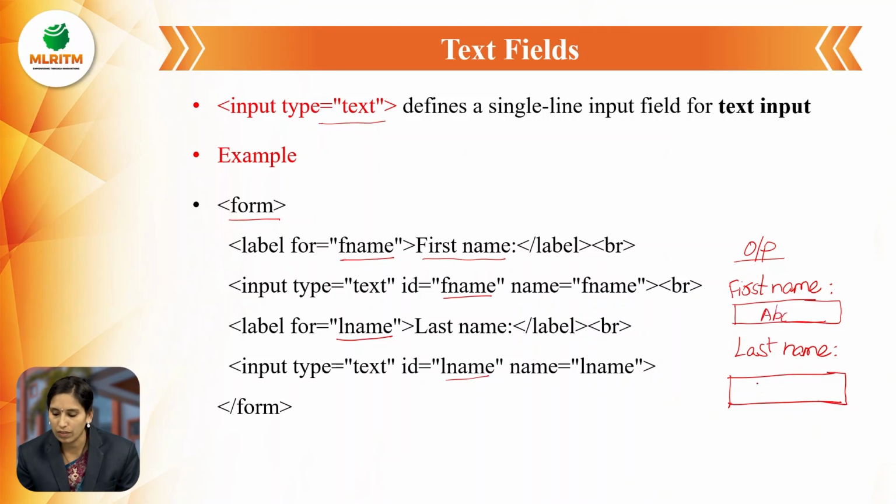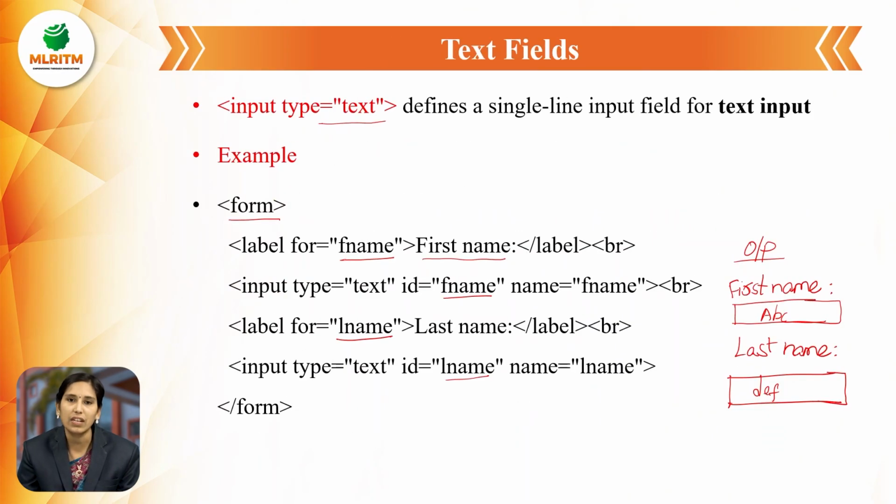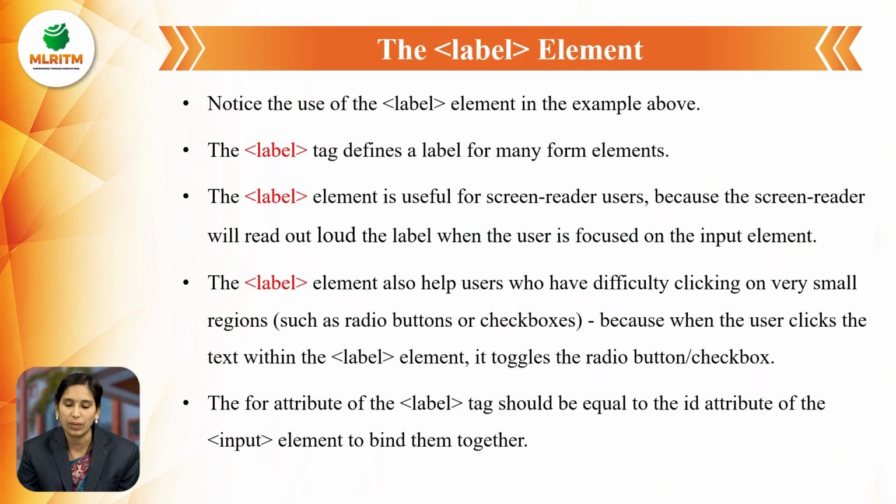ABC, first name is ABC, then last name is DEF, like that you have to give the input. Next one, label element. In this previous example, we are using this label element. Why are we using this label element? How can it be useful? The label element defines a label for many form elements.